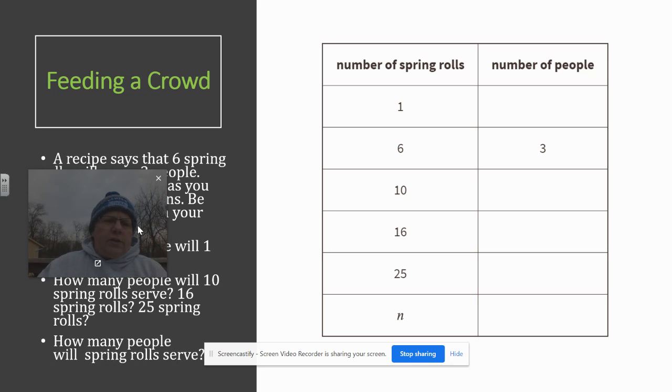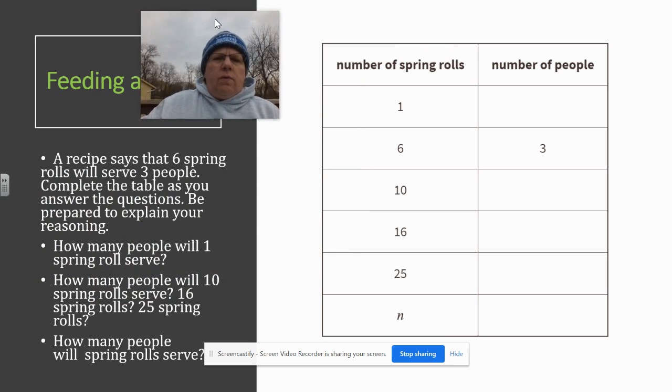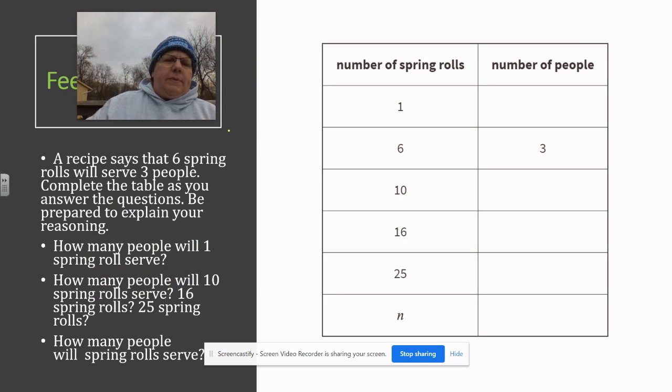Feeding a crowd. You guys have actually seen this problem last week a little bit. And so feeding a crowd, recipe says that 6 spring rolls will serve 3 people. Complete the table as you answer the questions. Be prepared to explain your reasoning. How many people will 1 spring roll serve? How many people will 10 spring rolls serve? 16 spring rolls? 25 spring rolls? How many people will x or n spring rolls serve? So even an unknown part, as we had in the previous problem.